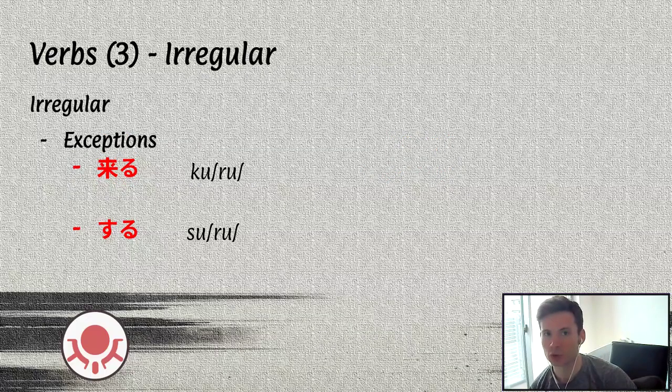The third class of verbs are the irregular verbs. These are more rare in terms of the number of irregular verbs, but they tend to be the most common verbs in the Japanese language. These include kuru, which is to come, as in to arrive somewhere, which has different pronunciations depending on the conjugation. And the more common, suru, which conjugates to shi in different verb tenses. And this just means to do. So whenever you do something, you use suru. This can be applied to nouns to make them into actions.